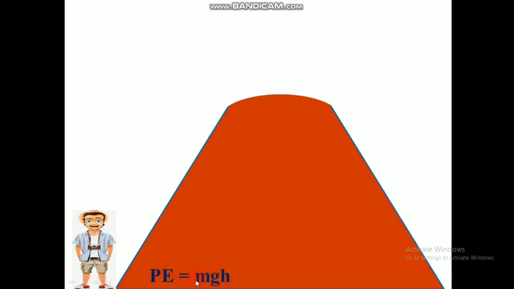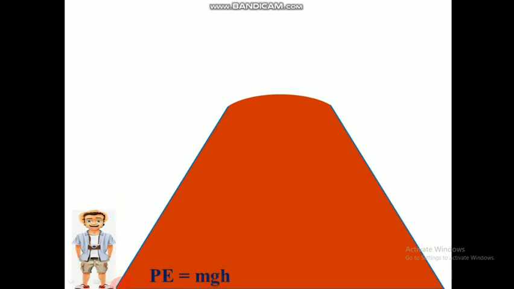So m is the mass, g is the gravitational constant and h is the height. So when he is on the floor, on the ground, the h term will be equal to 0. He has not gone to any height. So when he is on the floor, the height is 0. He has not been transferred to any height. So when h becomes 0, potential energy will become 0.